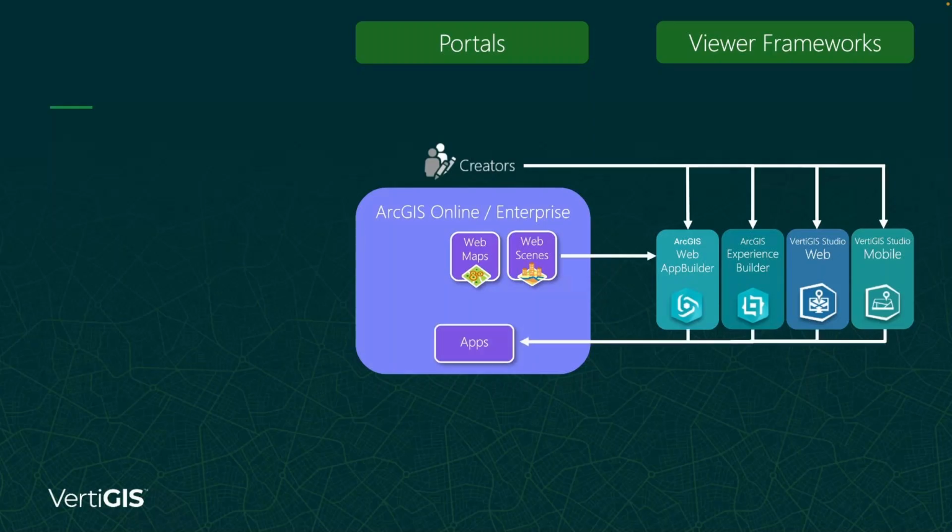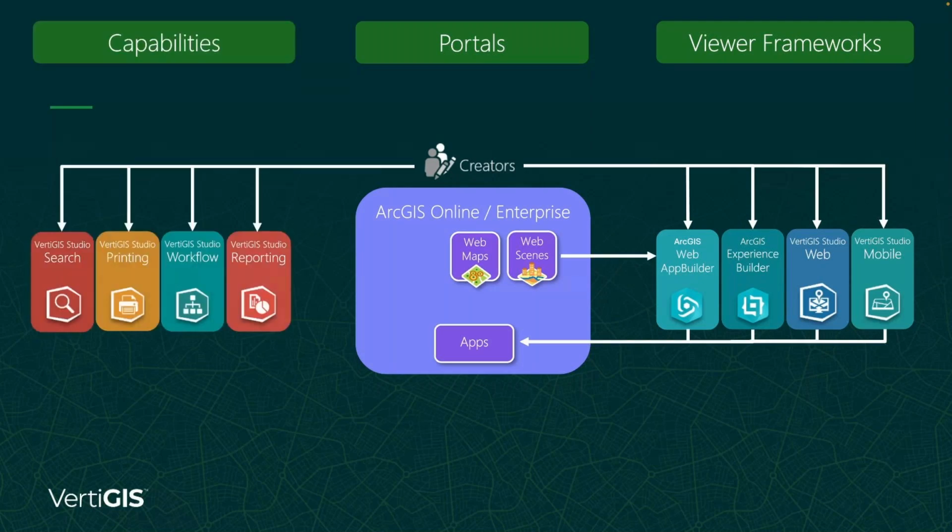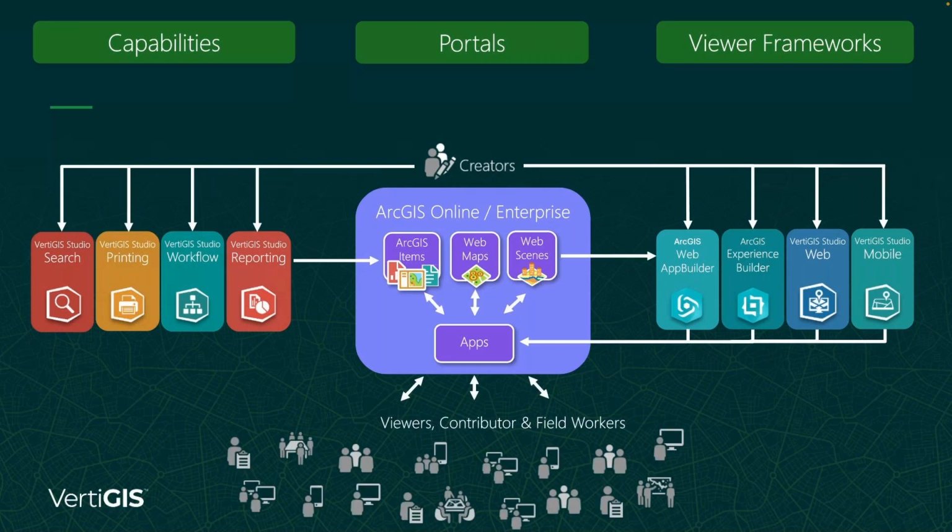And so when you create an app using one of these frameworks, you then would take a technology, a capability like search, for example, or workflow or printing or reporting. When you create your template or your search template, I guess, it's saved as an item within Portal. There's no integration. It's just part of it. It's native to Portal. So that makes it easier to access all the GIS resources that are part of your portal. The items, the web maps, the scenes, they're merged into the app, which is then shared with the viewers, contributors, and field workers.